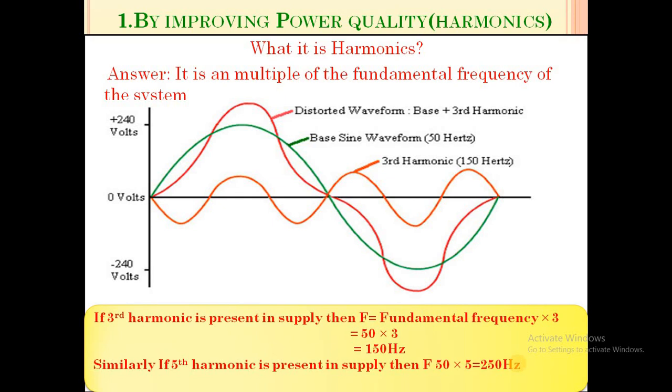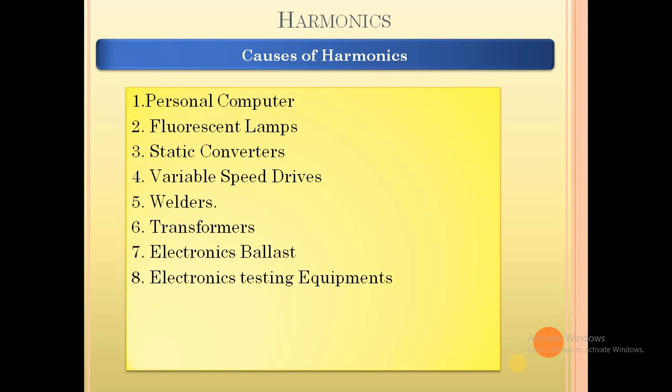So why are harmonics present in the power? Harmonics are nothing but one kind of pollution in the electrical power supply system. So what are the causes of harmonics? Basically, non-linear loads are the causes of harmonics. Which are they? Personal computers, that is PCs, fluorescent lamps, static converters, variable speed drives or variable frequency drives, welders, transformers, electronic ballast, and electronic testing equipment are all non-linear loads. Because of these, harmonics are generated in the supply.